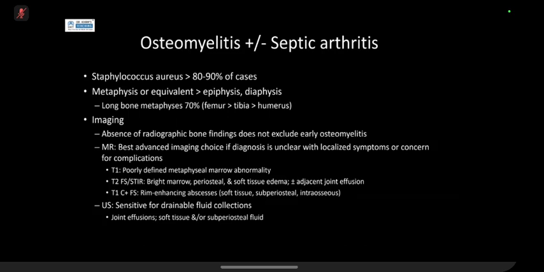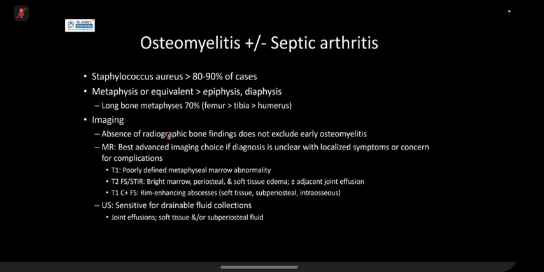There are different bugs depending on their age. 6 months to 4 years, you think of congenital. If you've got sickle cell, you think of Salmonella. Staph aureus is the most common. And of course, if you have any penetrating injury, you're thinking of Pseudomonas. Often you get it in the metaphyses, like what Dr. Kapoor mentioned earlier, often the long bone metaphyses.